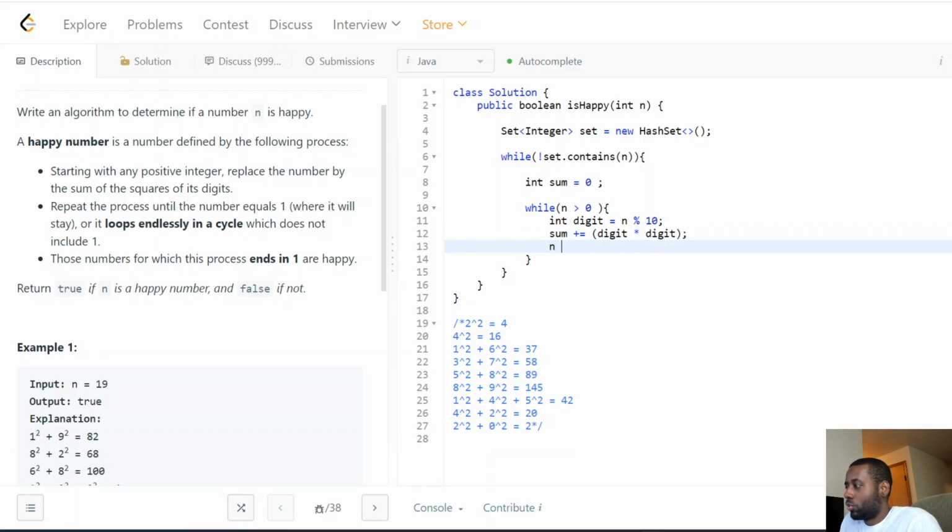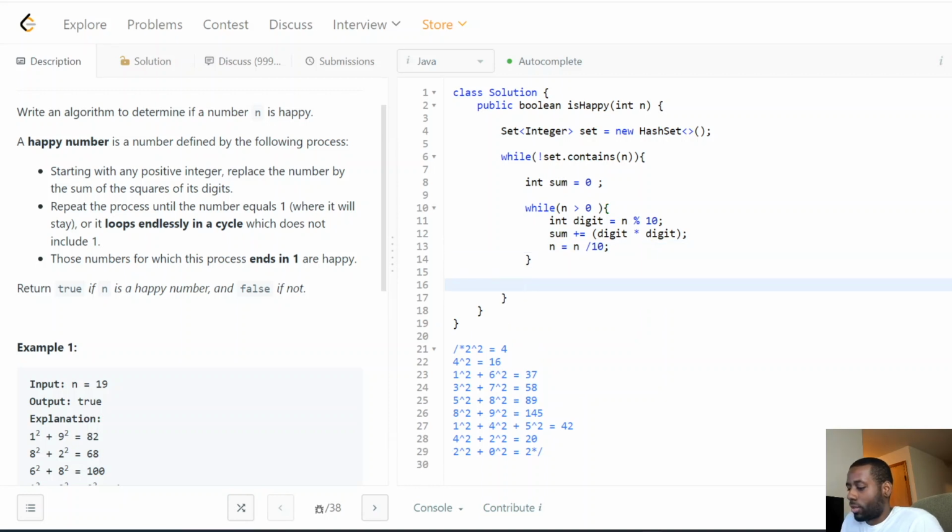And then what we're gonna do now is truncate, to remove the 9 from the number. So we remove the rightmost digit, and then we're gonna end up with 1, guys. And that's how we keep doing that. So we remove the least significant digit. After we do that, n will be equal to the sum.